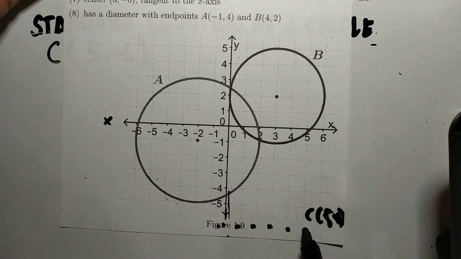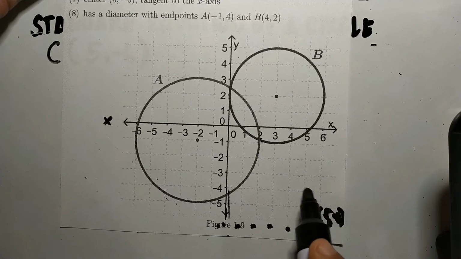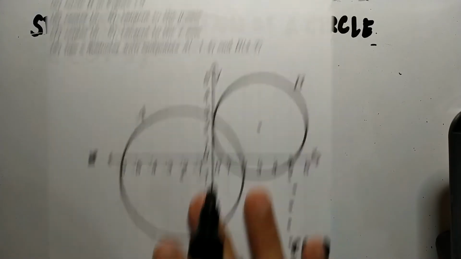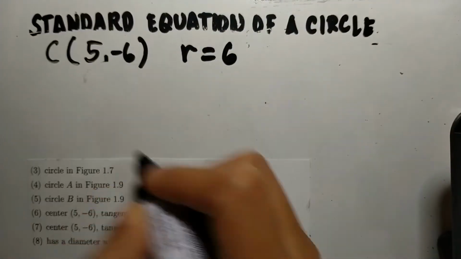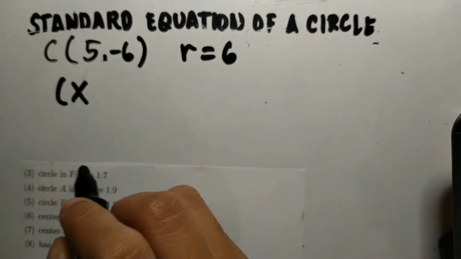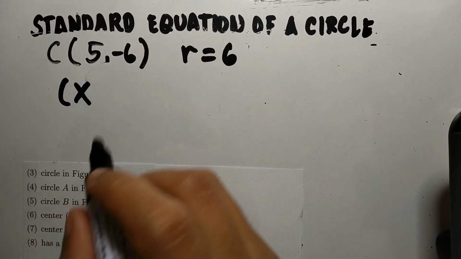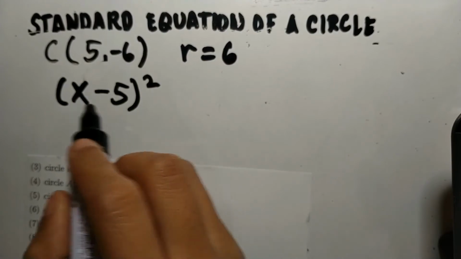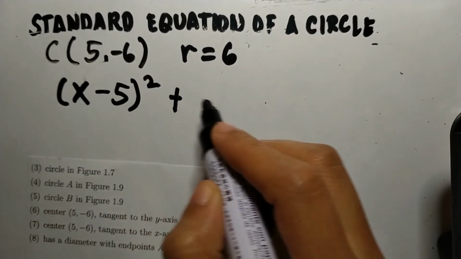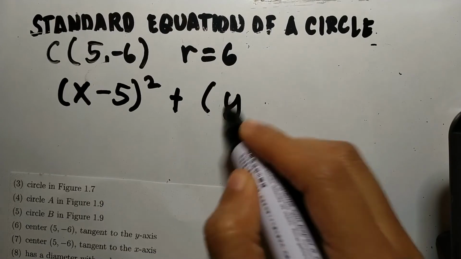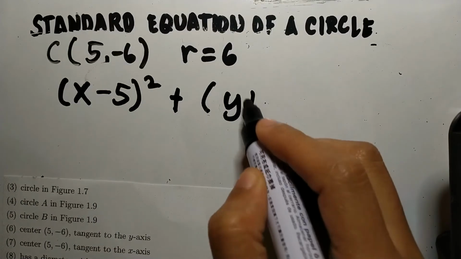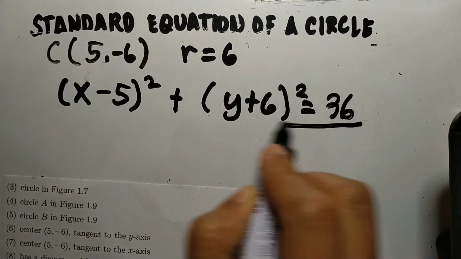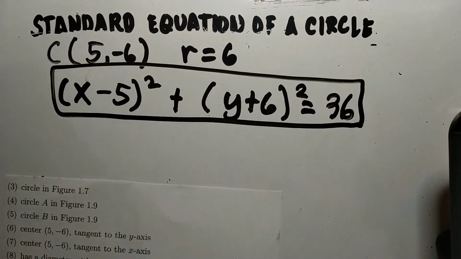So, bibilang tayo. 1, 2, 3, 4, 5, 6. So, ibig sabihin, the radius becomes 6. Then, substitute natin. Kung kaya na natin, pwedeng hindi na tayo mag-solve na mahaba. X minus 5 squared plus y, alam natin, pag negative, nagiging positive, plus 6 squared. And 6 squared is 36. Pwedeng ganun natin dito.